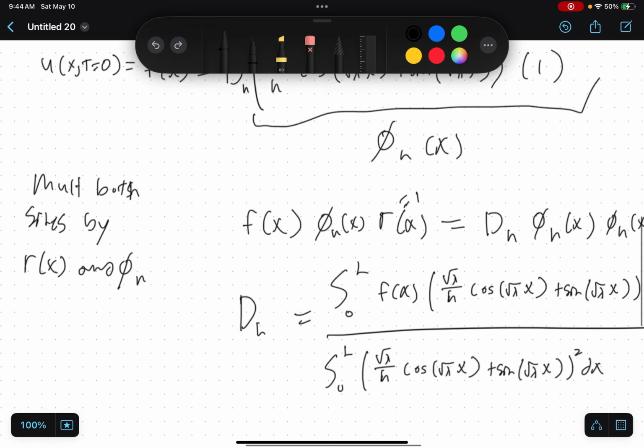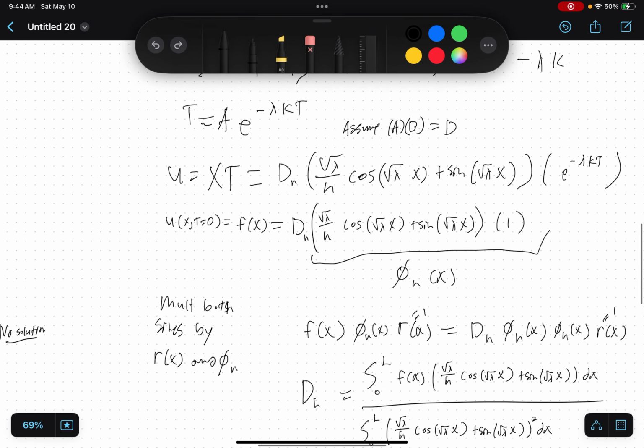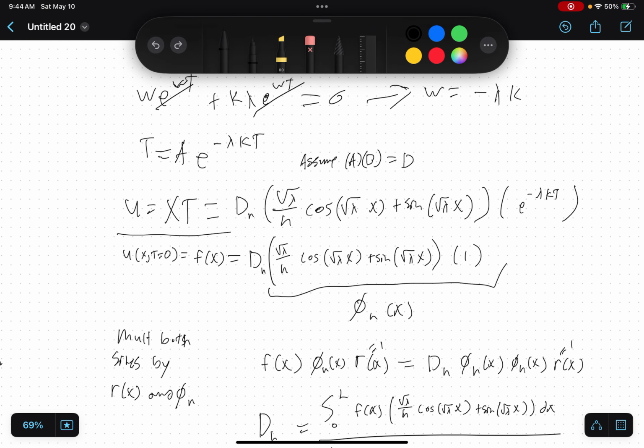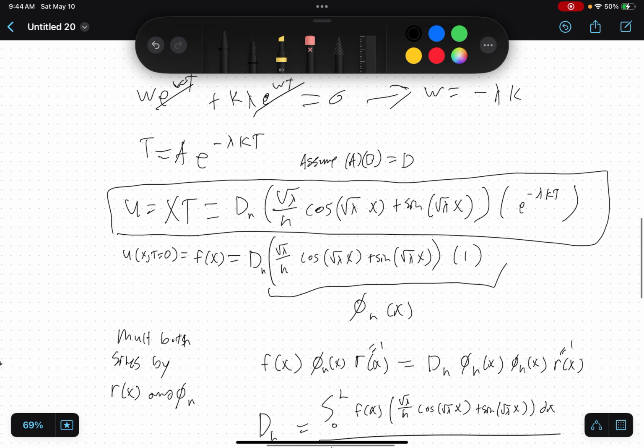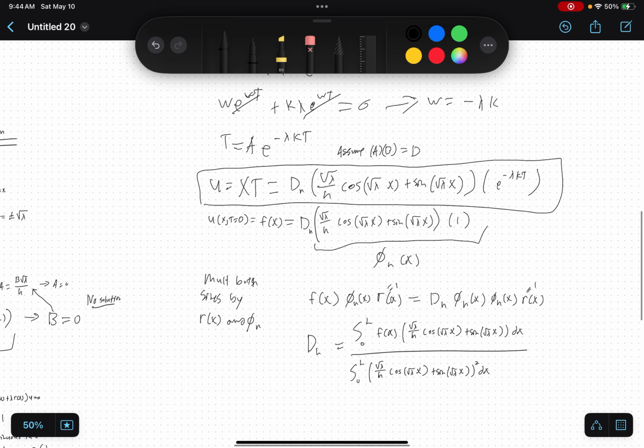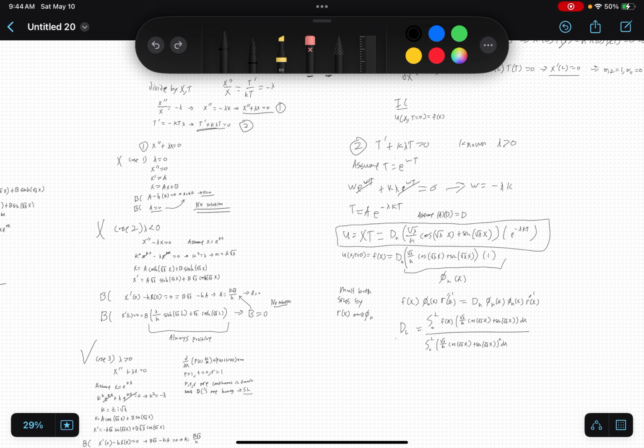But once you solve for all the dn's, once you solve for all the lambdas, this is your solution, where you plug this dn that you solved for into it, and you also plug in all the lambdas that you solve for into it. But yeah, that's it. That is separation of variables involving Strum Liouville.